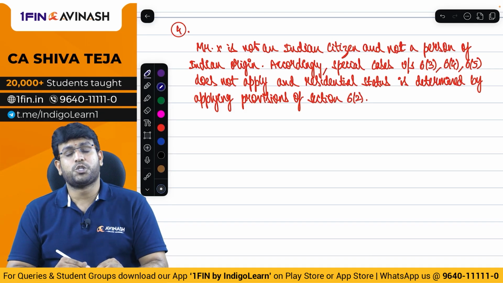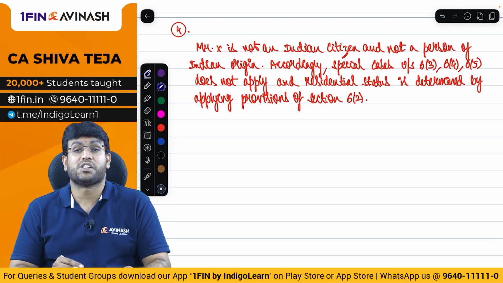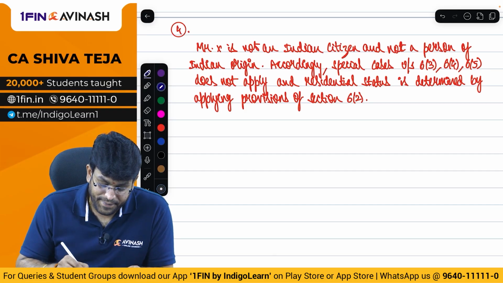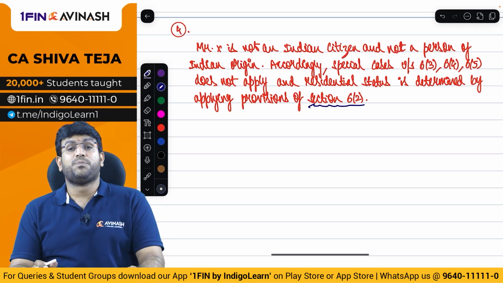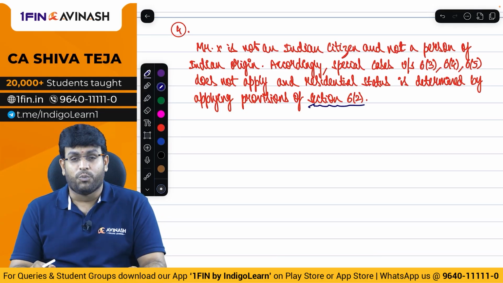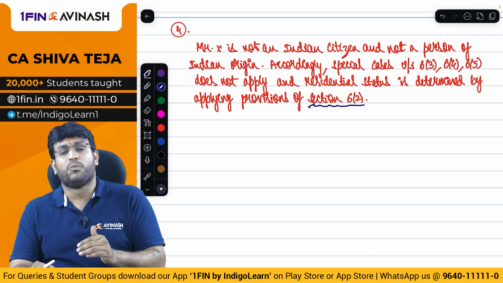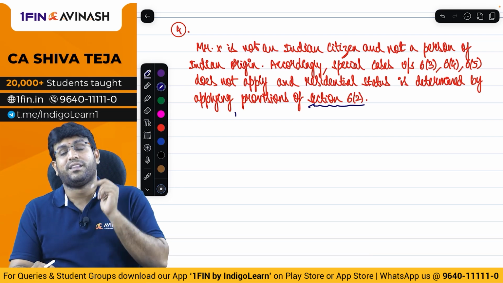Section 6(2). Now carefully listen. What is happening here? 6(2) has got two basic conditions. What is that? He must be in India for a period of 182 days or more during that tax year, or he must be in India for a period of 60 days or more during that tax year, and 365 days or more during the 4 years preceding the tax year.